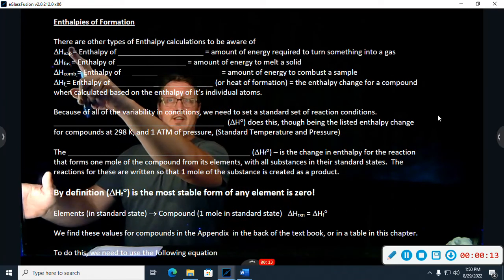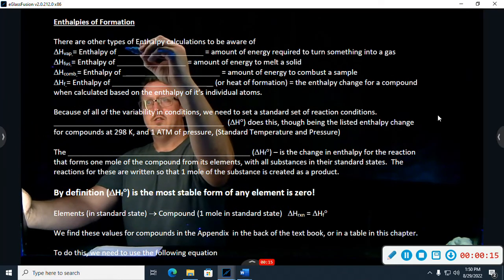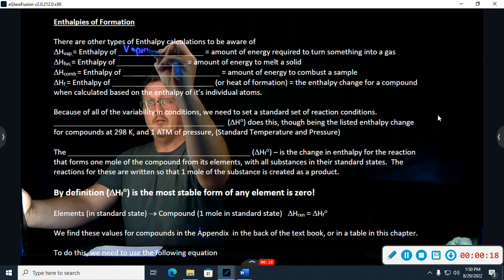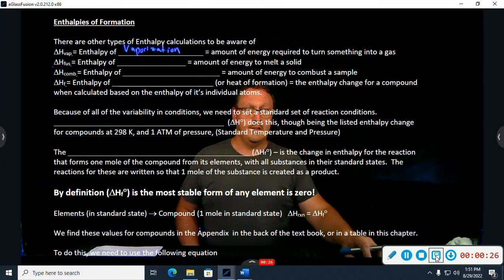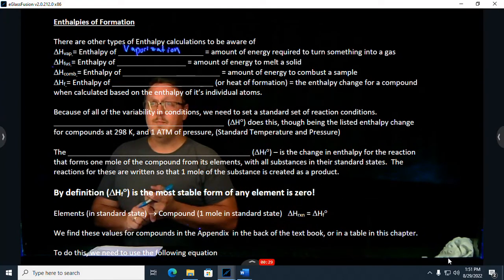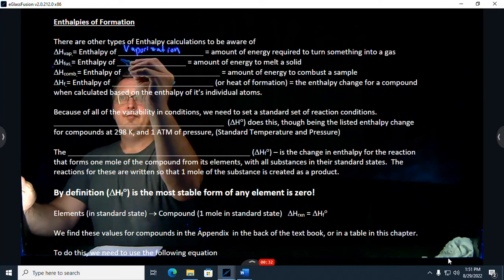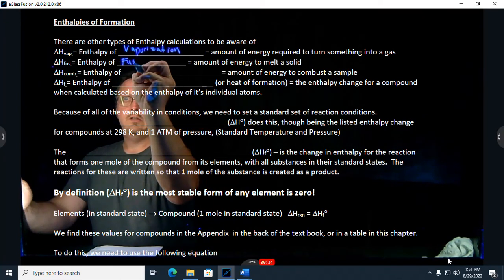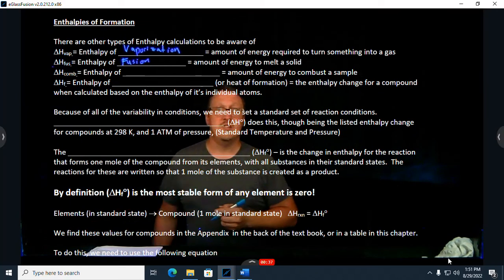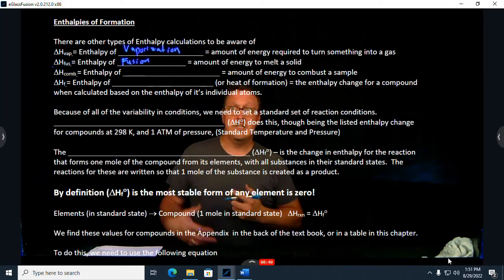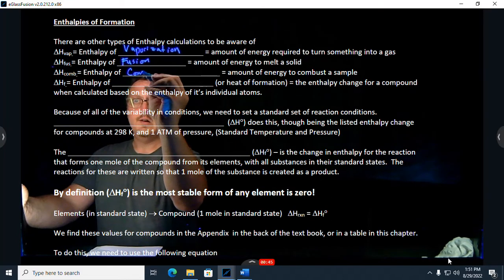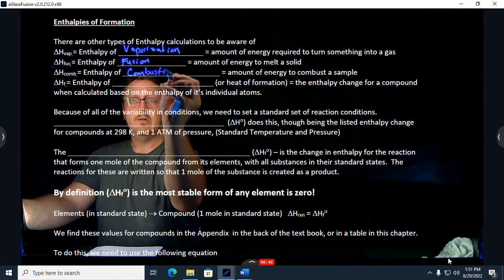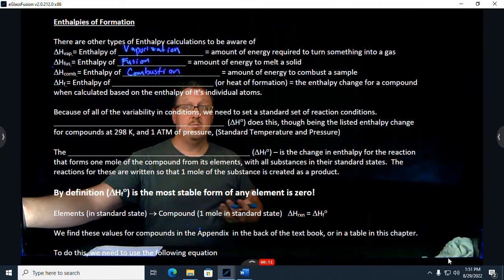There's delta H of vaporization. That is the enthalpy of vaporization, which is the amount of energy it takes to turn something into a gas. Then the delta H of fusion, the enthalpy of fusion, is the amount of energy it takes to melt a solid. The delta H of combustion, delta H COMB, is the enthalpy of combustion, and that's the amount of energy it takes to combust a sample.